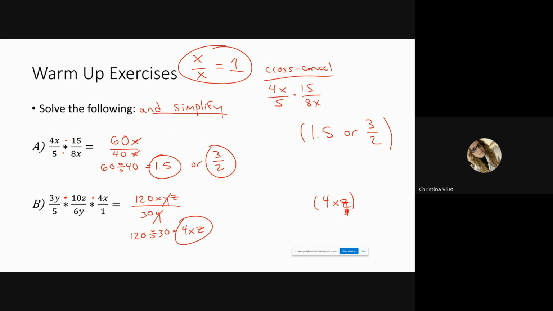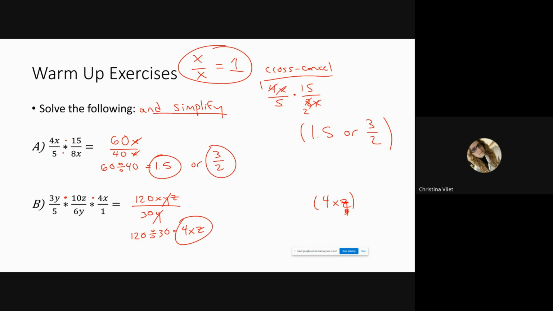You would look across and you would see 4 goes into 4 and 4 goes into 8. How many times does 4 go into 4? 1, so you write the 1. And how many times does 4 go into 8? 2, and you change the 8 to 2. And the x's are the same top and bottom, so you would cancel them. If you have the same thing on the top and the bottom, we call that cross cancel.